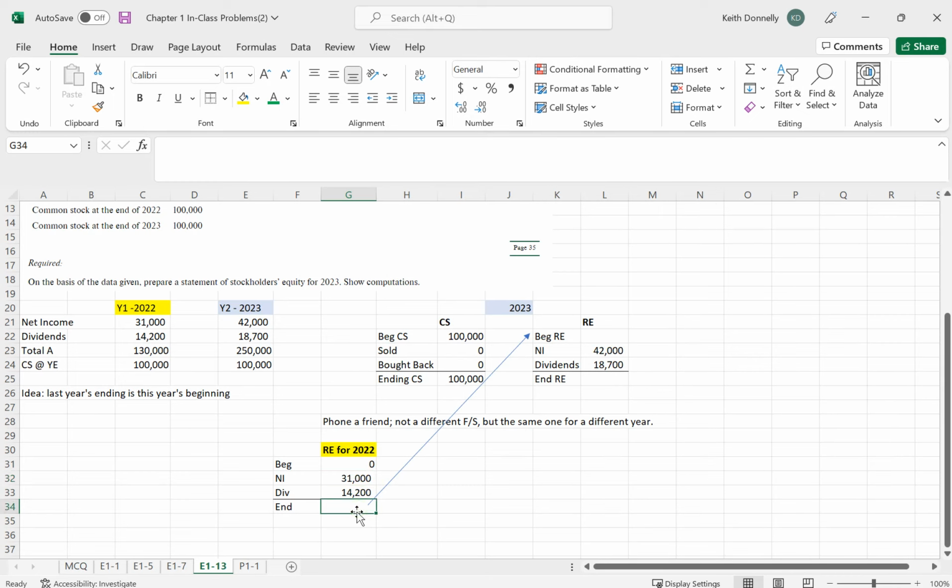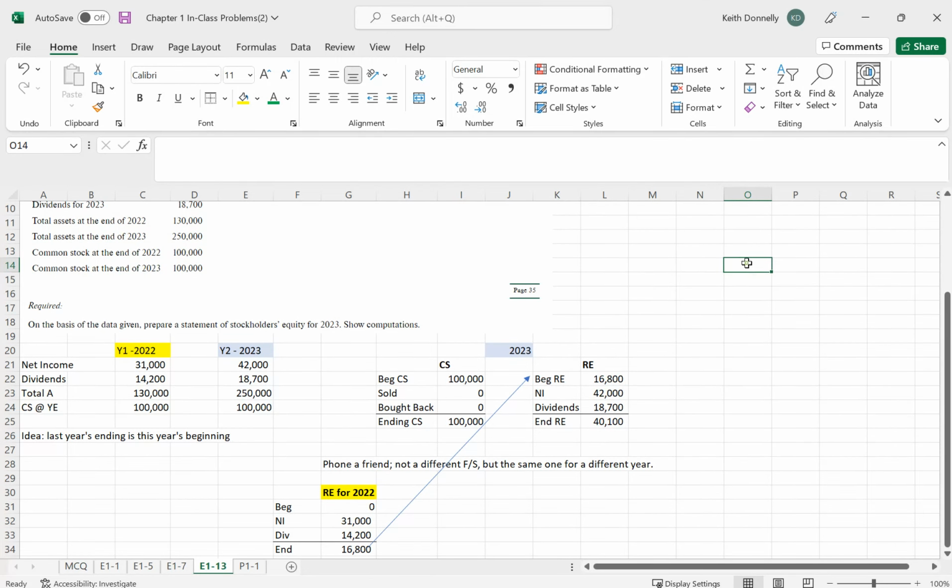So in this case, our ending retained earnings would be our beginning plus our net income minus our net loss, or minus our dividends, equals 16,800. That flows right up into it, right? So then we can carry it over here. Beginning plus our net income minus our dividends equals our ending of 40,100.